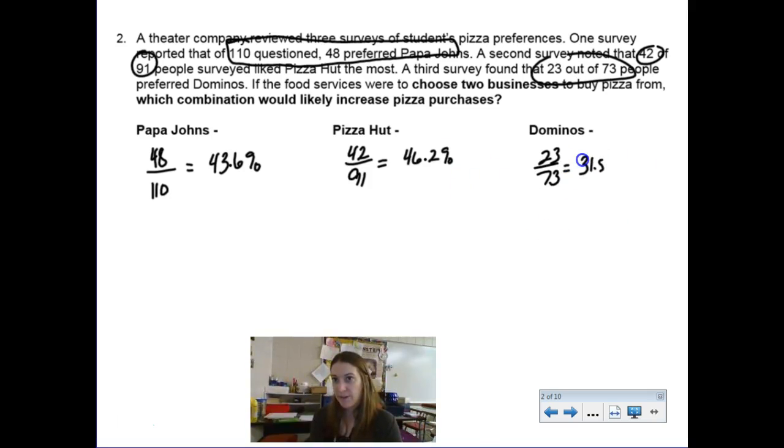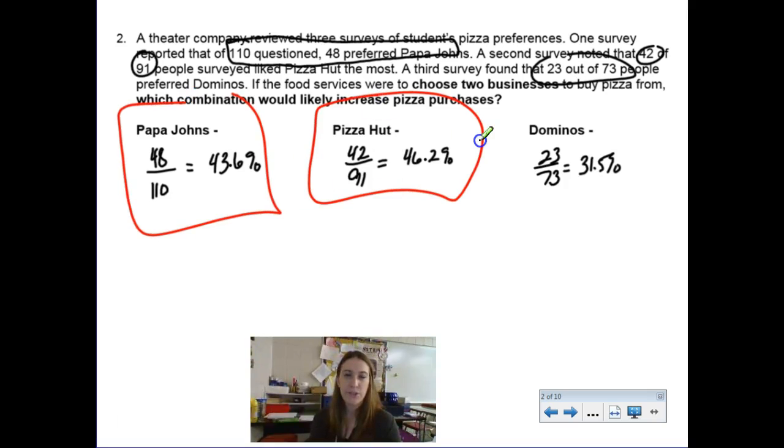There we go, 31.5%. So you're supposed to choose 2 of the most popular pizza chains. So Papa John's and Pizza Hut have the 2 highest. And that's what I think your work should look like on that question.